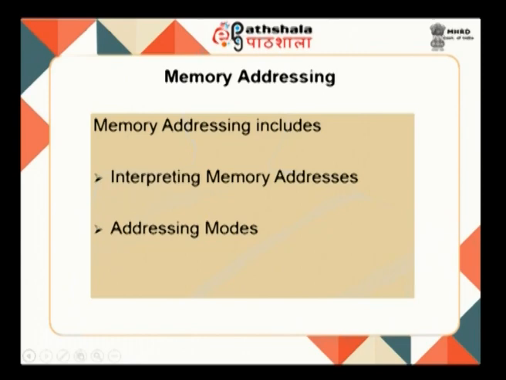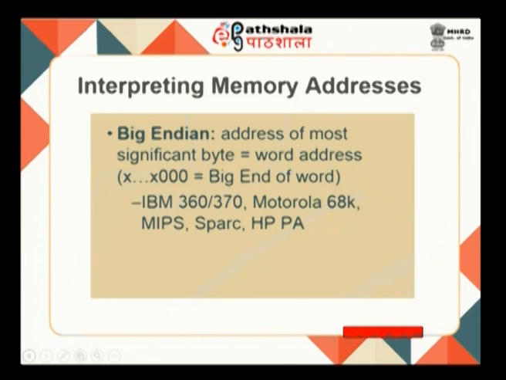So, the next feature that we will have to look at is memory addressing. How do we interpret memory addresses and what are the various addressing modes that you can support in the ISA? When you look at interpreting memory addresses, you basically have two types of interpretation, a big endian arrangement and a little endian arrangement. Normally memory is organized as bytes. So, a unique address of a memory location is capable of storing 8 bits of information.